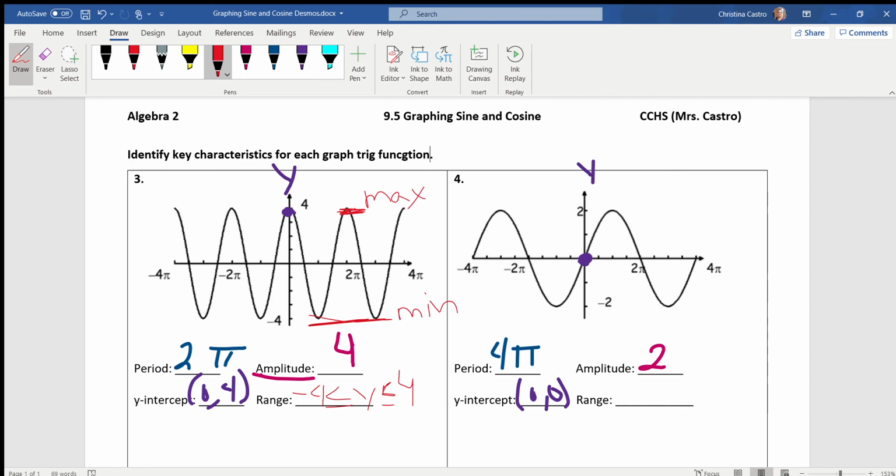All right, and the last one is the range. Again, it's low to high. So here's our max right here. Our max is at 2. Here's our low right here, our minimum. This is at -2. So remember, we write the minimum first. We have to start it off with -2 less than or equal to y less than or equal to +2. So that's what that interval would look like for that.